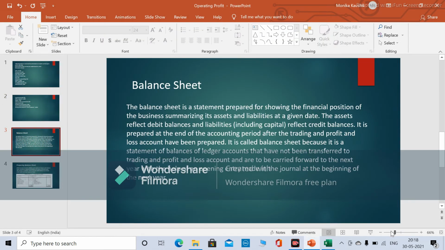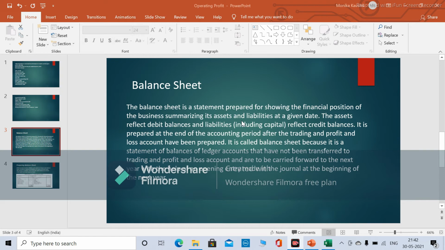This is balance sheet. The remaining topic of this chapter is balance sheet. After preparing the trading account and profit and loss account, the next step is to prepare the balance sheet. Why do we prepare the balance sheet? A balance sheet is a statement prepared for showing the financial position of the business, summarizing its assets and liabilities at a given date. Given date means at the end of the accounting period. With the help of that statement, we can analyze the financial position of any company.